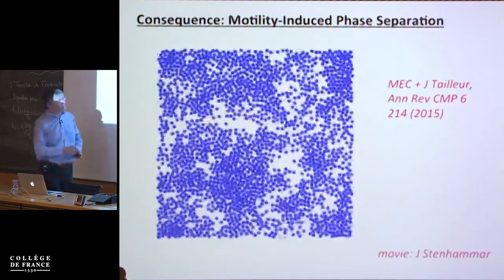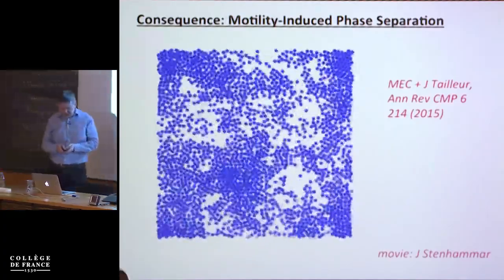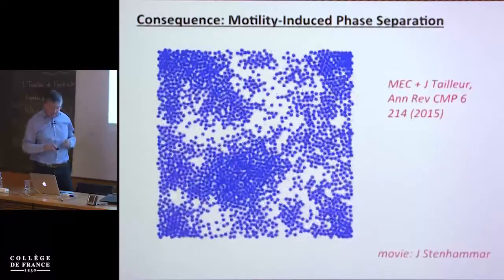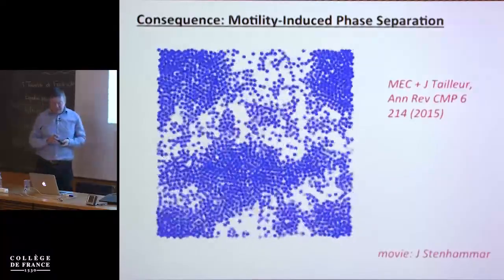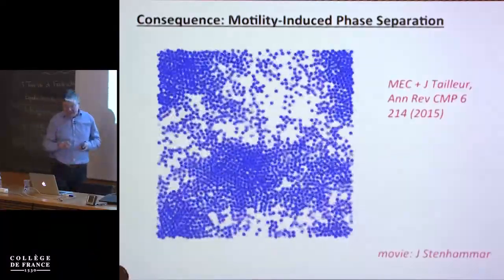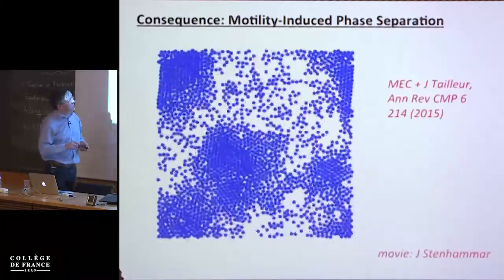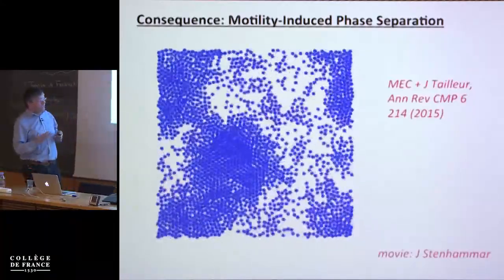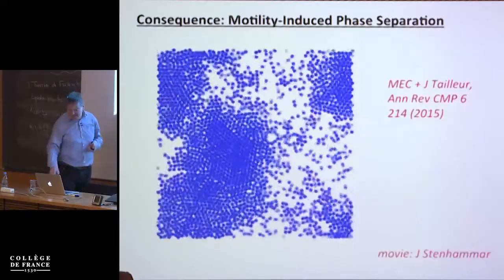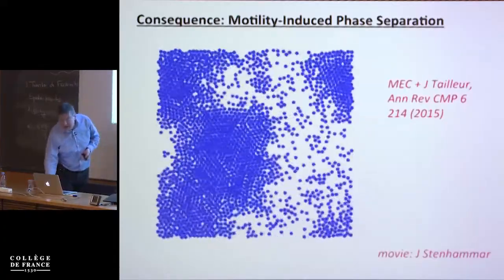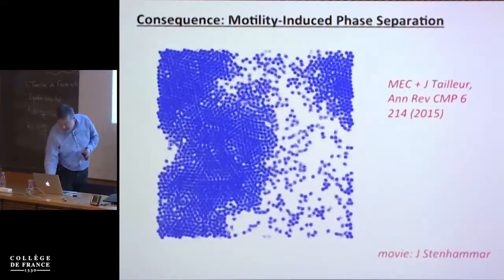That leads to this phenomenon of motility-induced phase separation. This is closely related to what we saw in the experimental movies with the light-activated colloids. Not exactly the same. There's not much crystallization here. But anyway, that's the kind of thing that happens in interacting self-propelled colloidal particles.